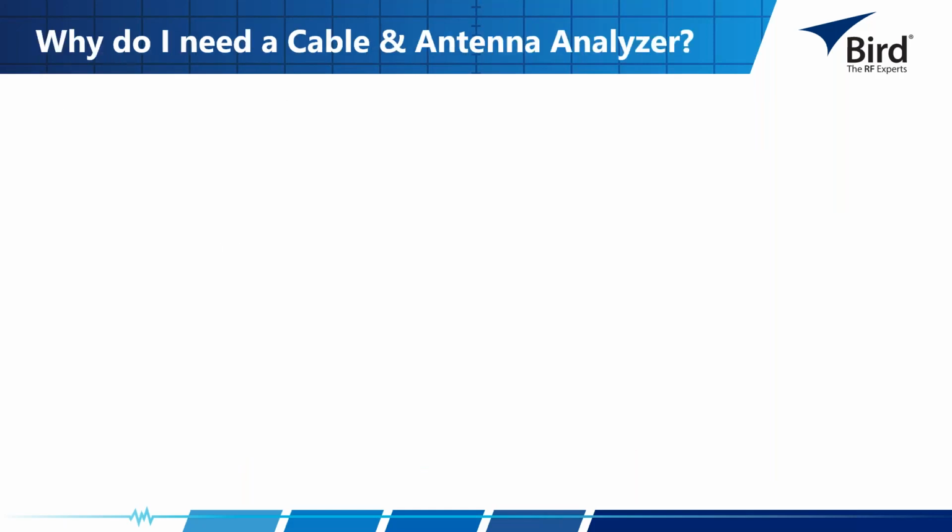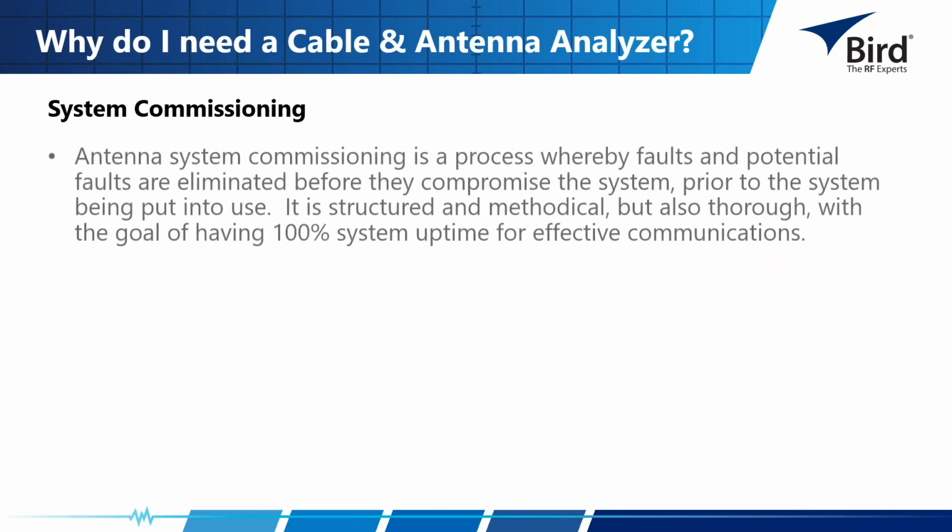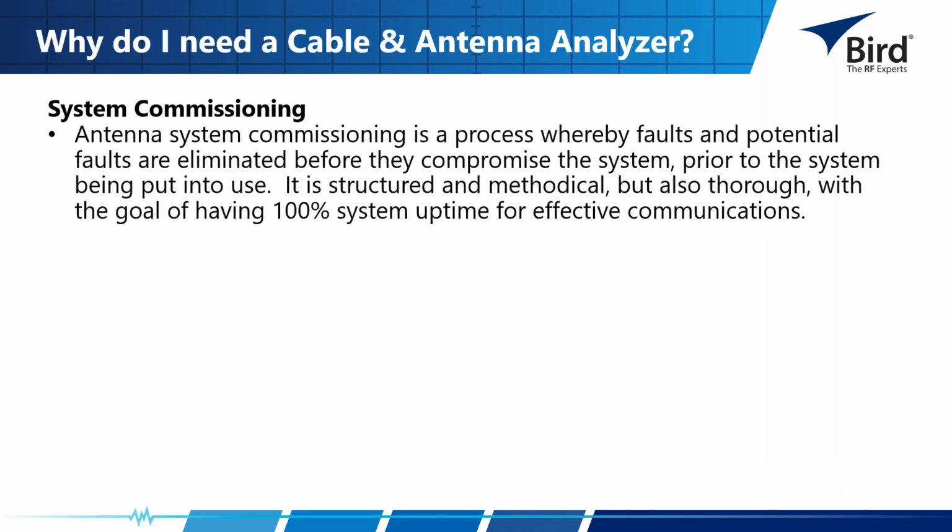So why do I need a cable and antenna analyzer? Well, first of all, we will do some system commissioning. That is a process whereby faults and potential faults are eliminated before they compromise the system, prior to the system being put into use. It is structured and methodical, but also thorough, with the goal of having 100% system uptime for effective communications.